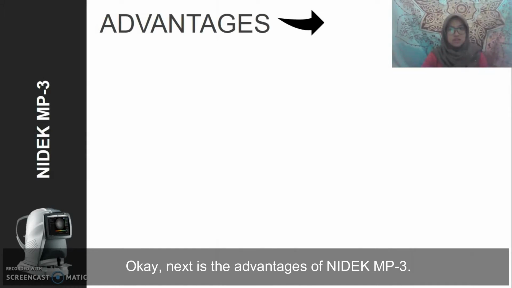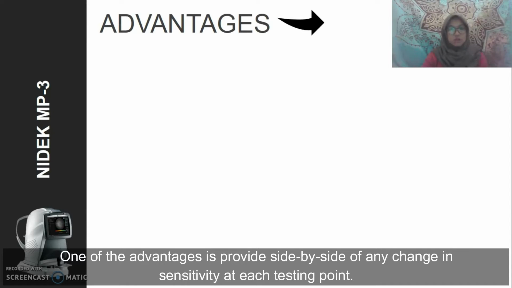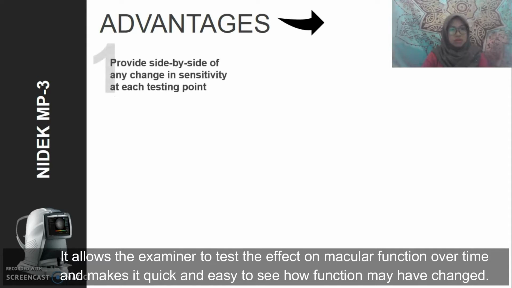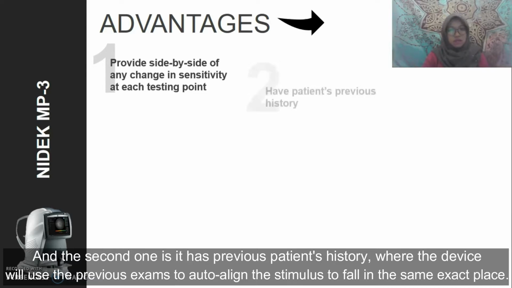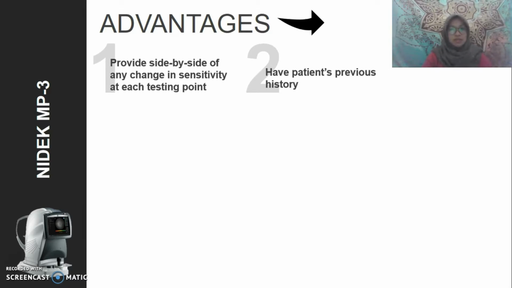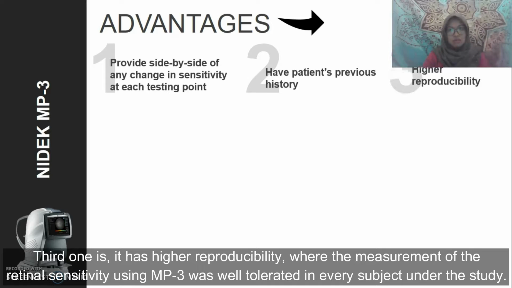Okay, next are the advantages of the NIDEK MP-3. One of the advantages is that it shows results side by side, with any change in sensitivity at each testing point. It allows the examiner to test the effect on macular function over time and makes it quick and easy to see how function may have changed. The second one is that it has previous patient history, where the device will use the previous exam to auto-align the stimulus points in the exact same test. The third one is that it has higher reproducibility, where the measurement of retinal sensitivity using the MP-3 was well tolerated in every subject under the study.